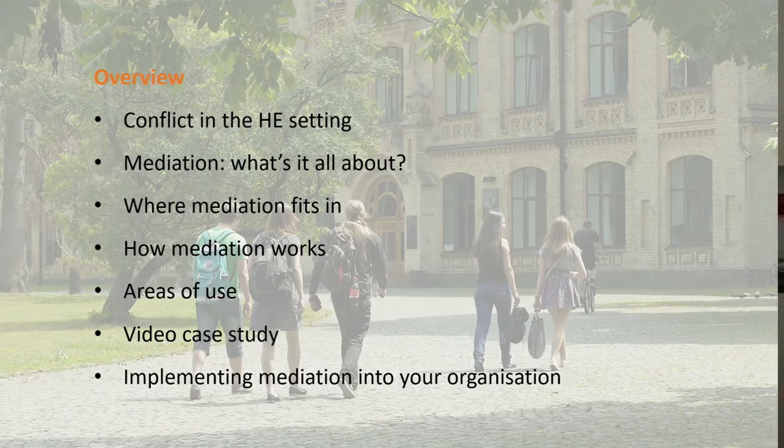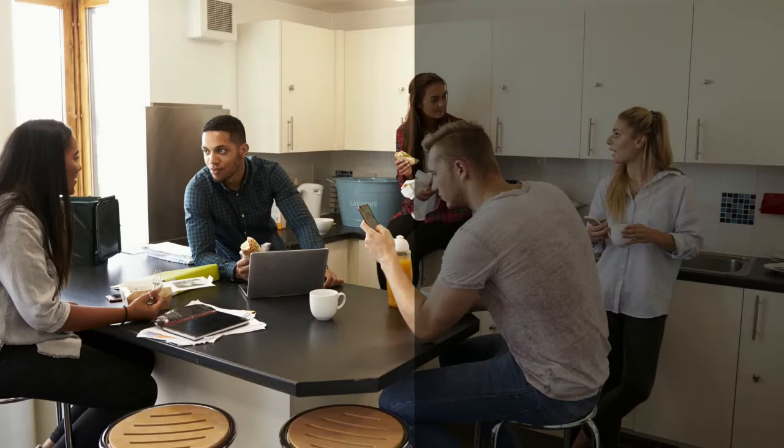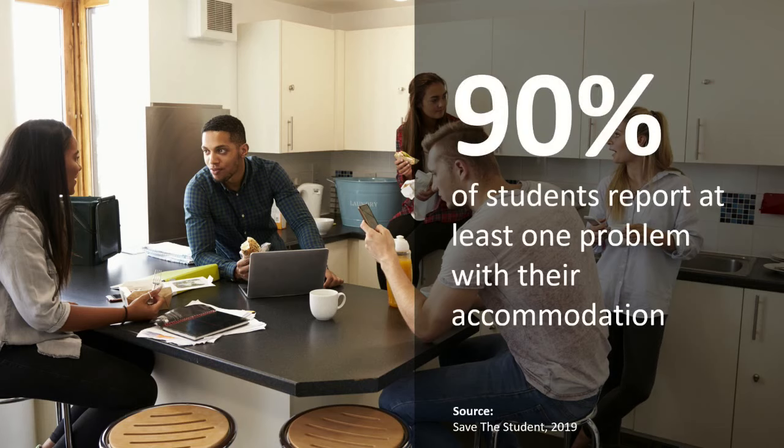Here we go. We're talking about conflict in the HE setting, and in particular, let's have a look at some statistics. We start with students talking about their accommodation. Here are some happy students in a lovely flat at their university, and the kind of things that can happen amongst students: fallouts, personality clashes, etc.